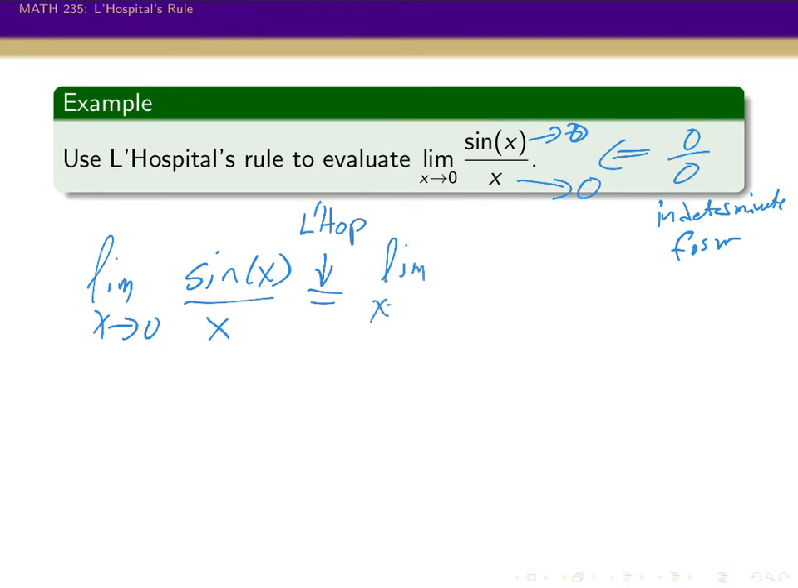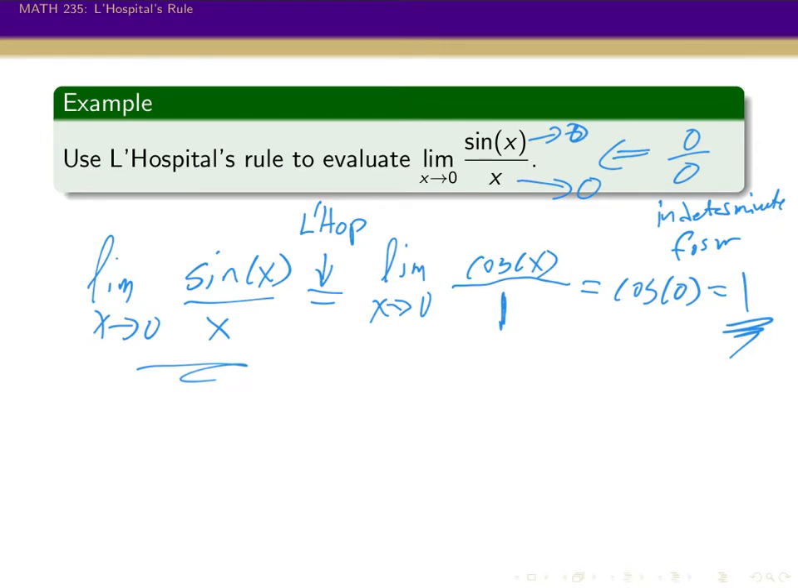Then what L'Hopital's rule says is you take the derivative of the top, and the derivative of sine is cosine. Replace it there. On the bottom, you plug in the derivative of the bottom, which is 1. Now we have a new limit: the limit as x goes to 0 of cosine of x divided by 1. Now this is something which is continuous at 0. This is just the limit of cosine as we go to 0, and cosine of 0 is 1. And so our limit is just 1.